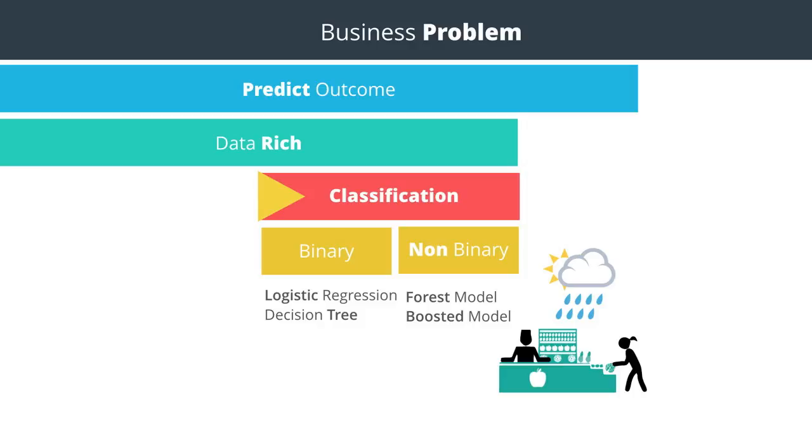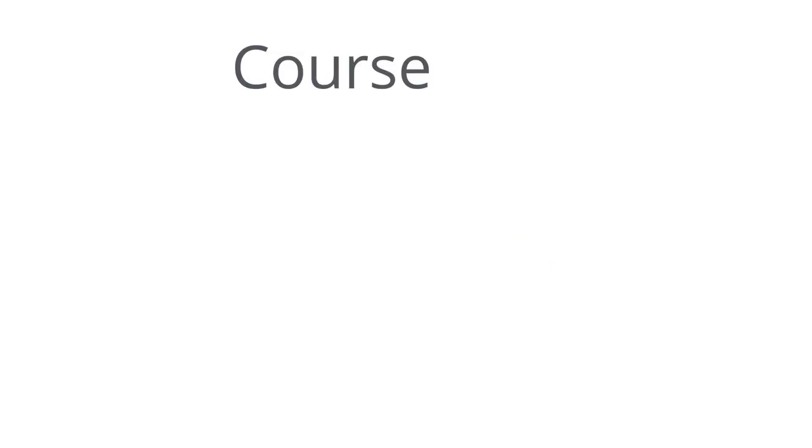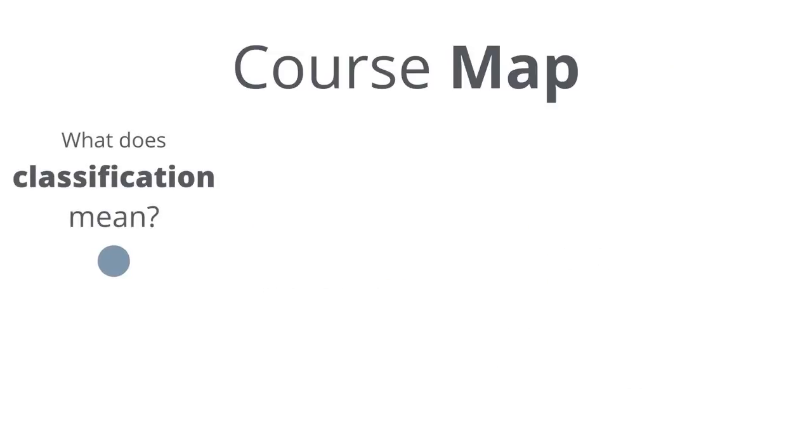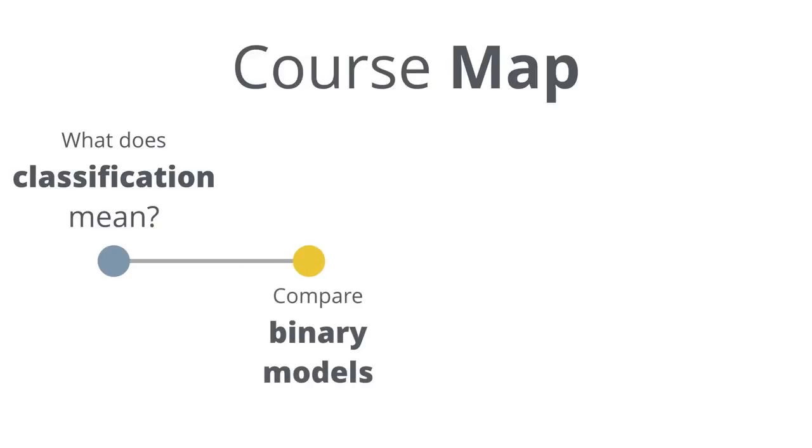To do this, we divided the lesson into 4 sections. In the first section, we're going to learn what this whole classification thing means. We're also going to start to prepare data for the various types of models taught throughout the course. In the second section, we're going to compare binary models against each other to determine which model to use for prediction. We are also going to be building out this prediction model.